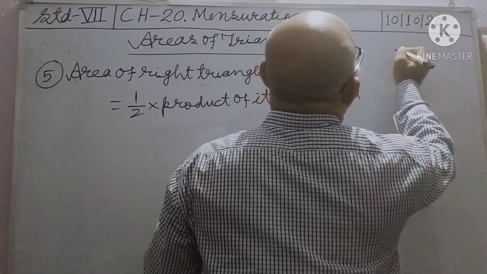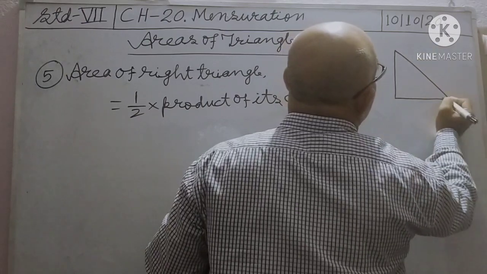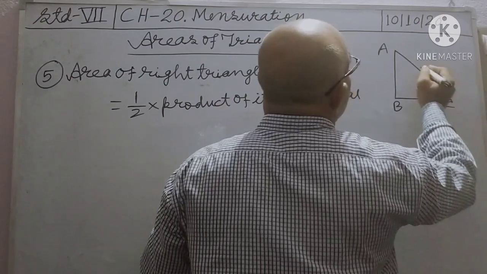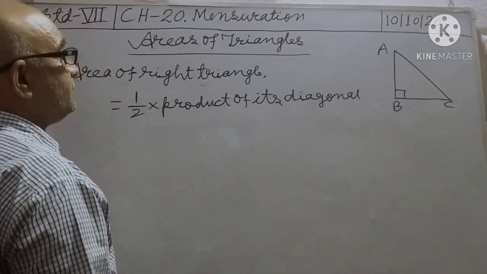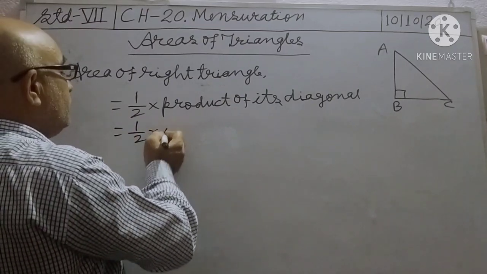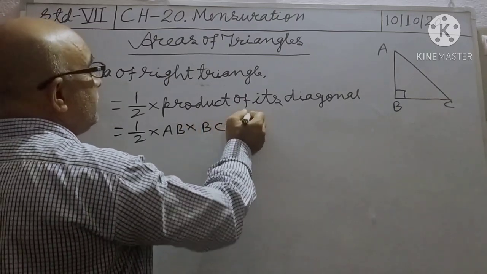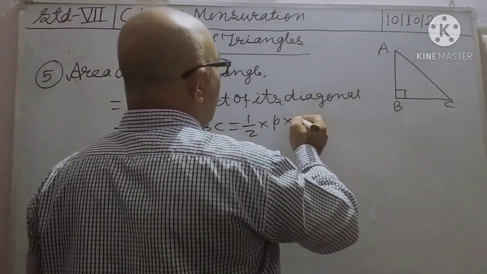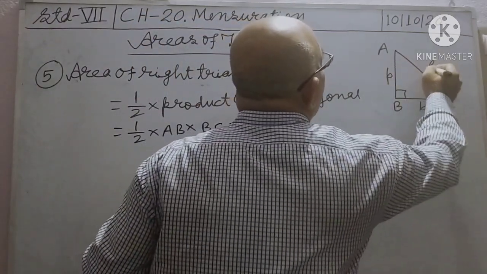Figure of right triangle is ABC, be a right triangle. So AB and BC are legs. Area is 1 by 2 into AB into BC, equal to 1 by 2 into perpendicular P into base B. It is base, perpendicular, and it is hypotenuse.